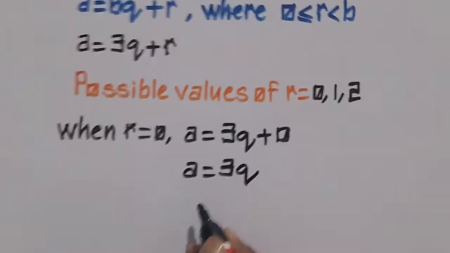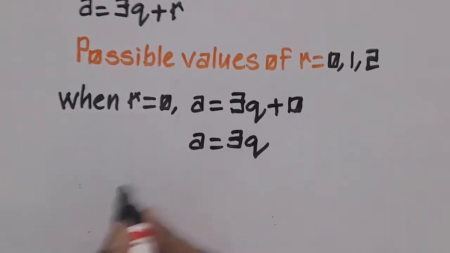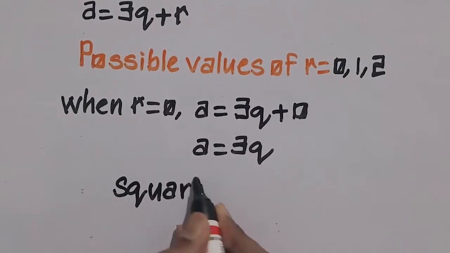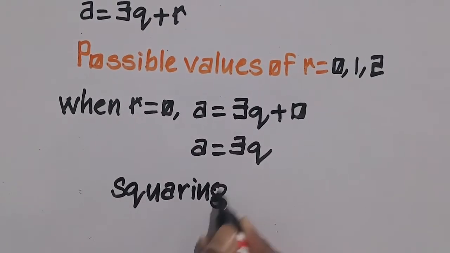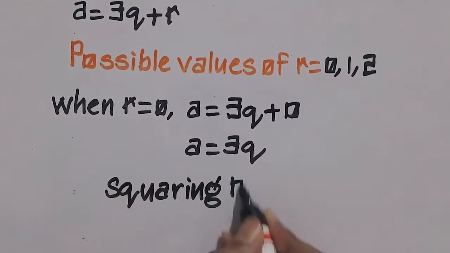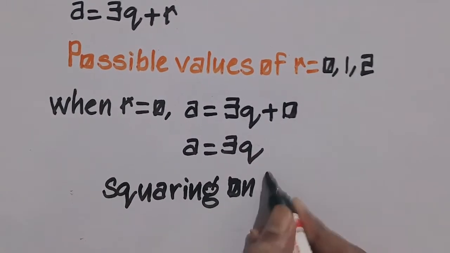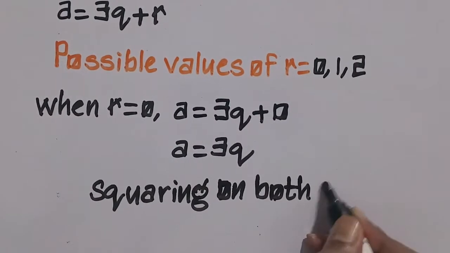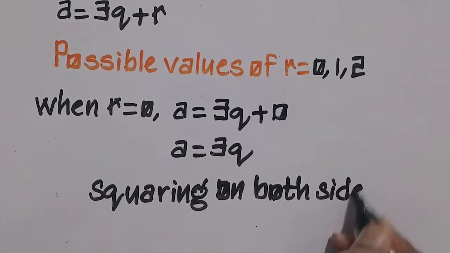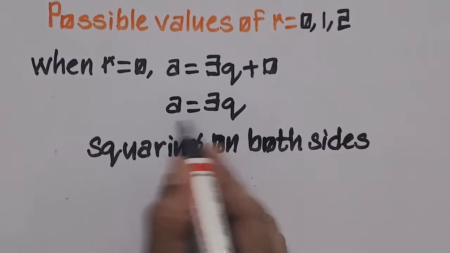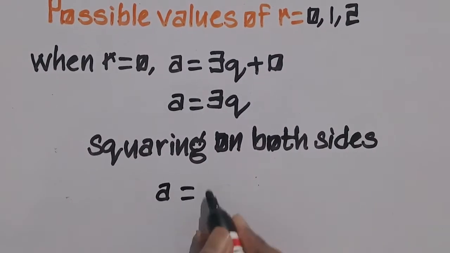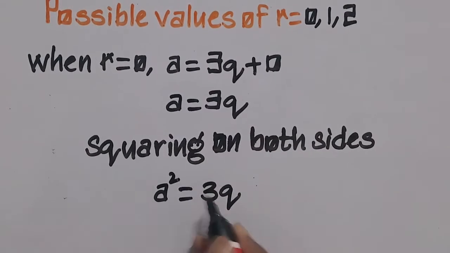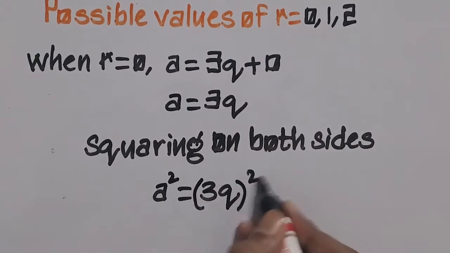3q. Now squaring on both sides. We are squaring on both sides.